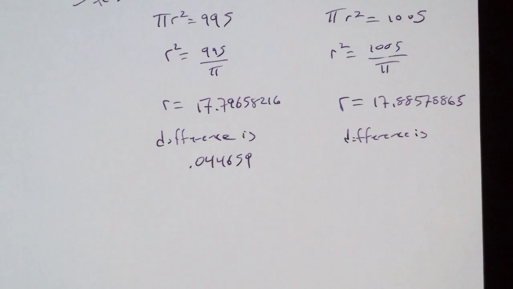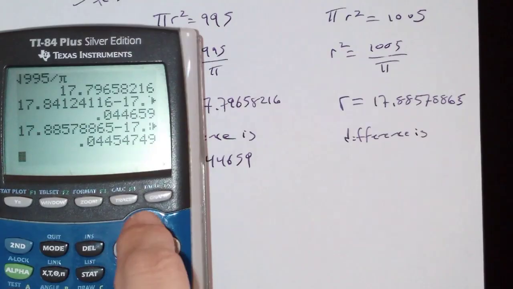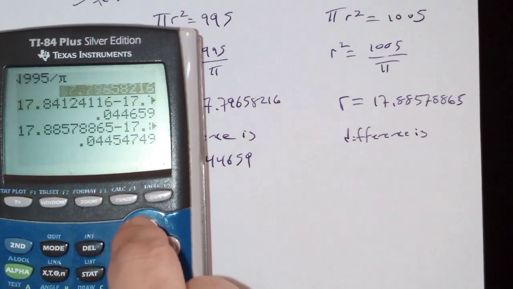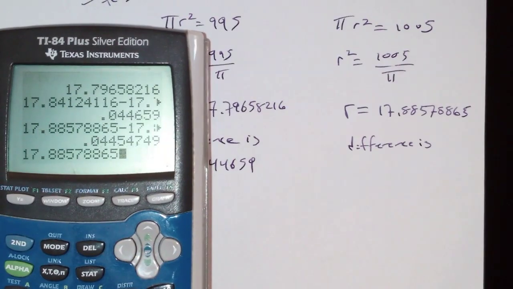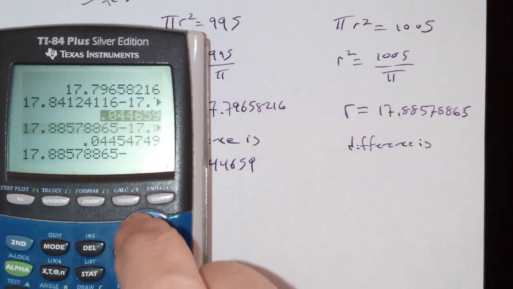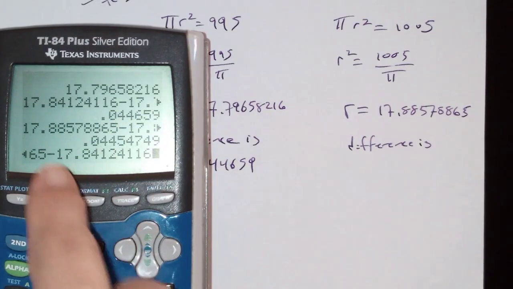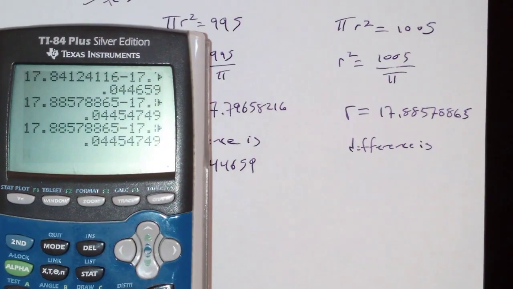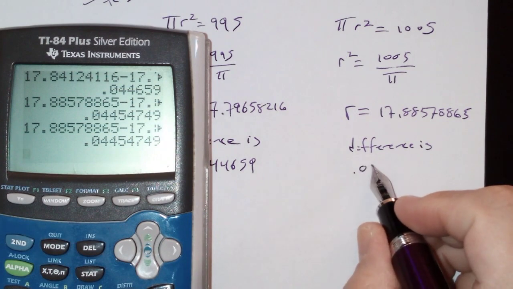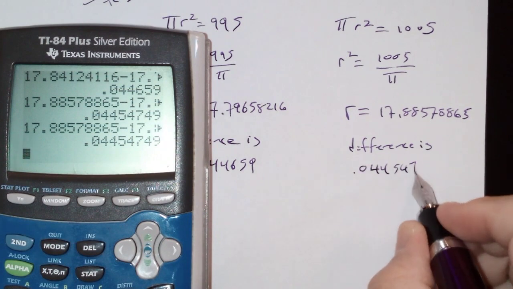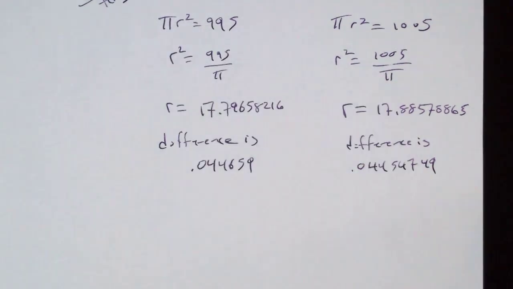You don't actually have to hand type the numbers again. If you've got them in your calculator, you can use the up arrow function and go back and get the number you want. Hit enter, then minus, go back up and get the number you want. Hit enter, it copies it down. There's my difference for this side. 0.04454749.